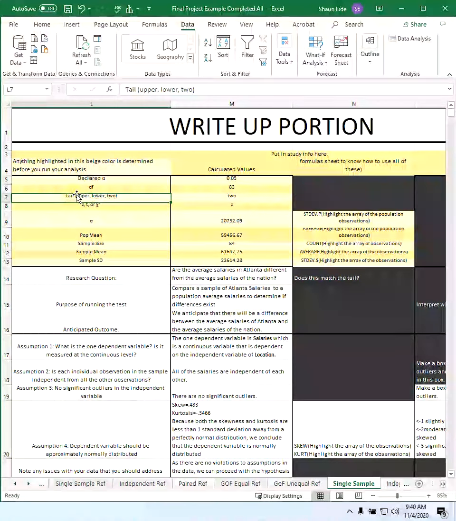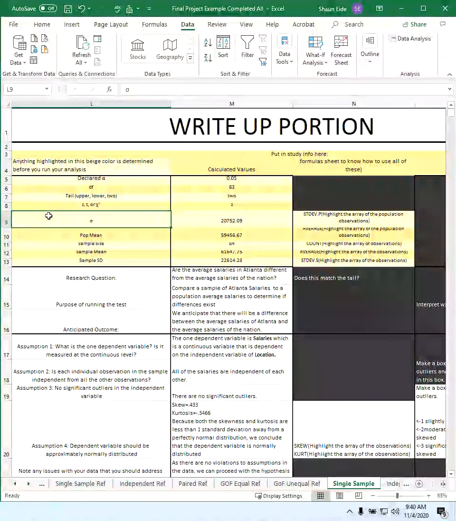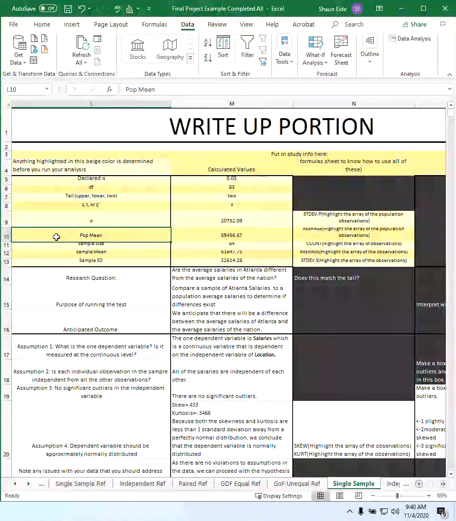Now we have to make a choice. Do I want to make it a two-tail, an upper tail, or a lower tail? I decided, you know what? I really don't know. I don't have a hypothesis of whether or not one's going to be higher than the other. So I'm going to do a two-tail.